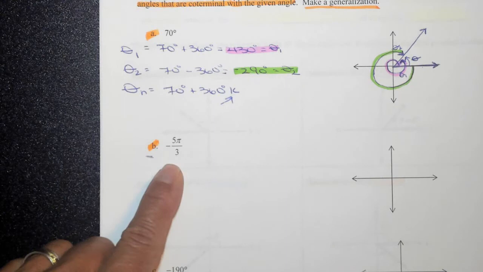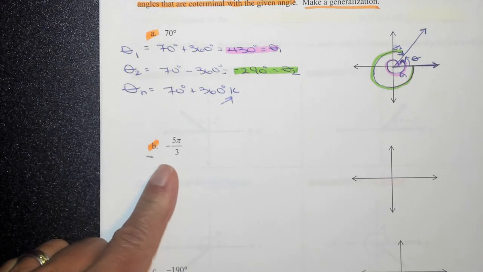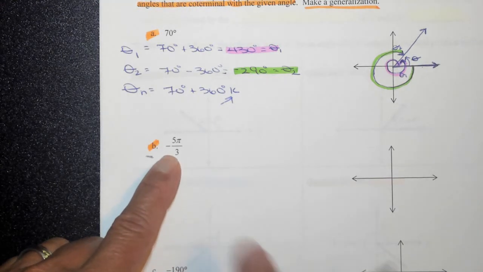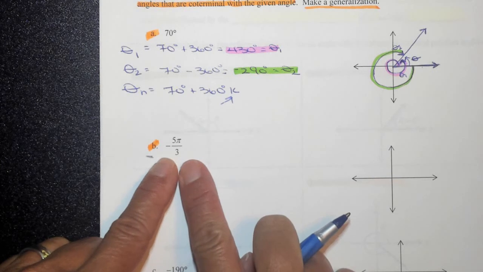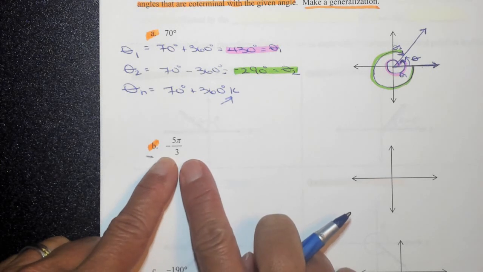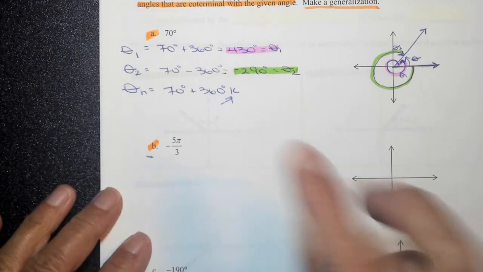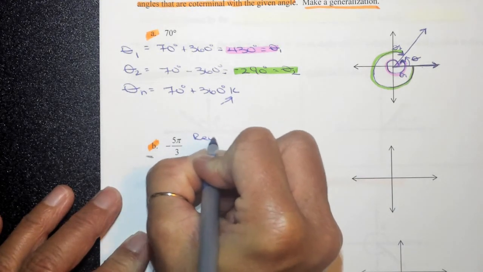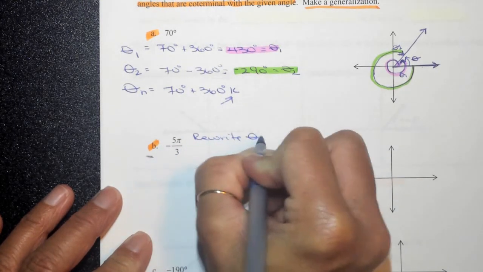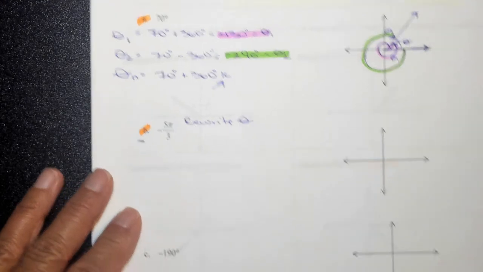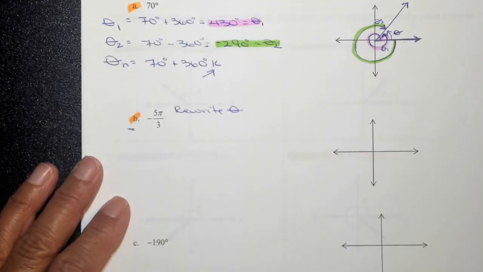Okay, now we have a negative angle that is also in radians. So the first thing I need to look at is, does this fall between 0 and 2 pi? In this case, it does not, so I need to rewrite theta. So our first thing is to rewrite theta. And remember, this is so that we can get our generalization, and it must be between 0 and 2 pi.